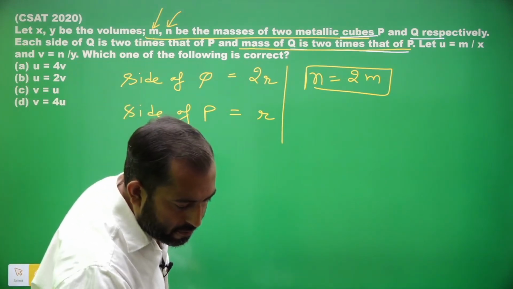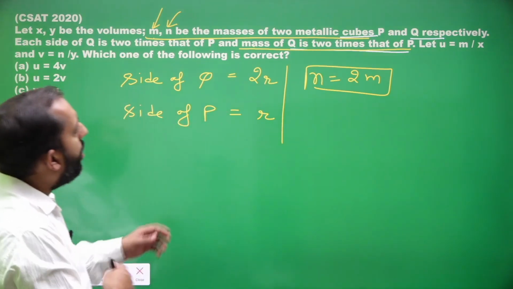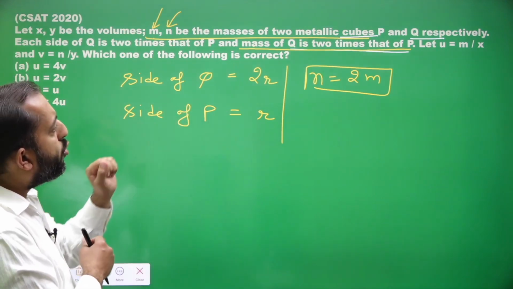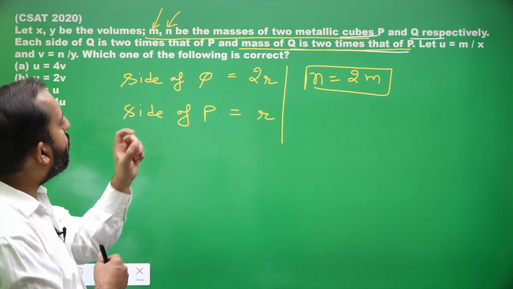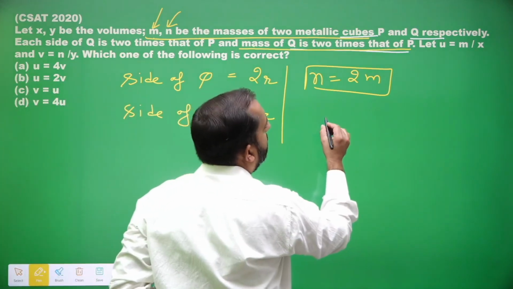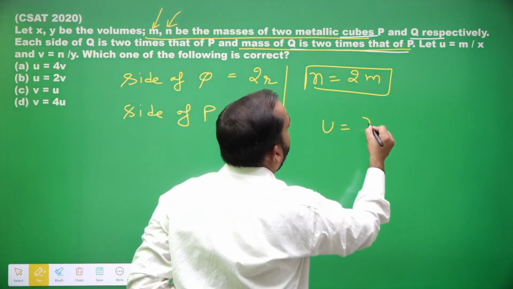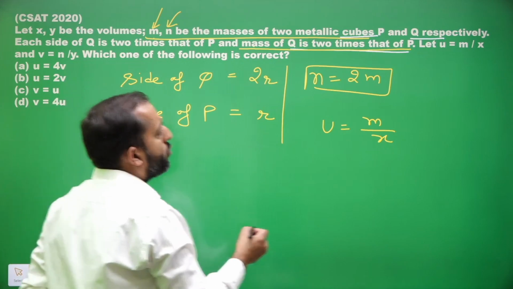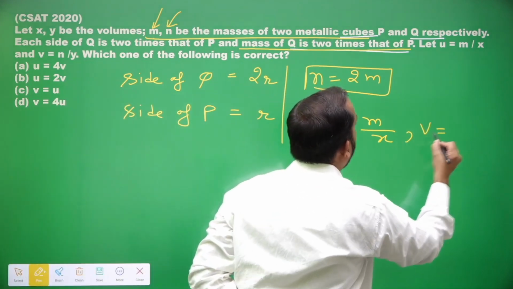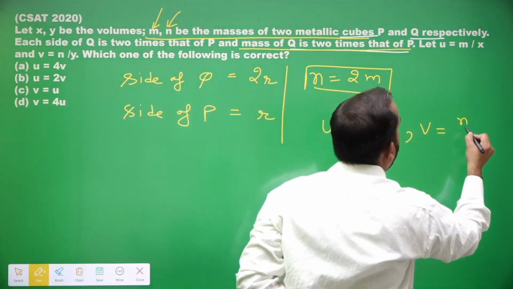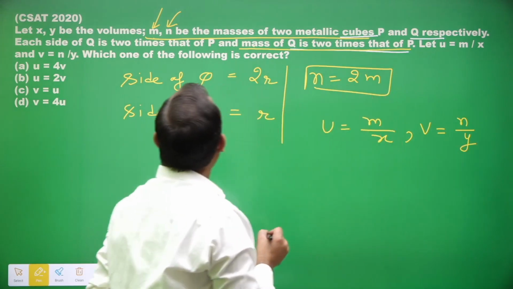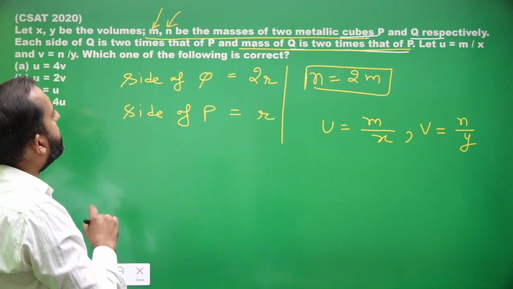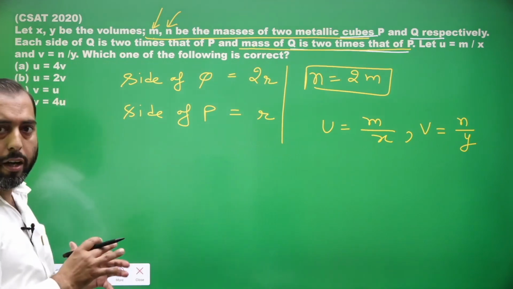Now, finally, it is also given, let U be equal to M upon X. I'm really sorry. Further, V is equal to N upon Y. Which one of the following is correct? Okay.